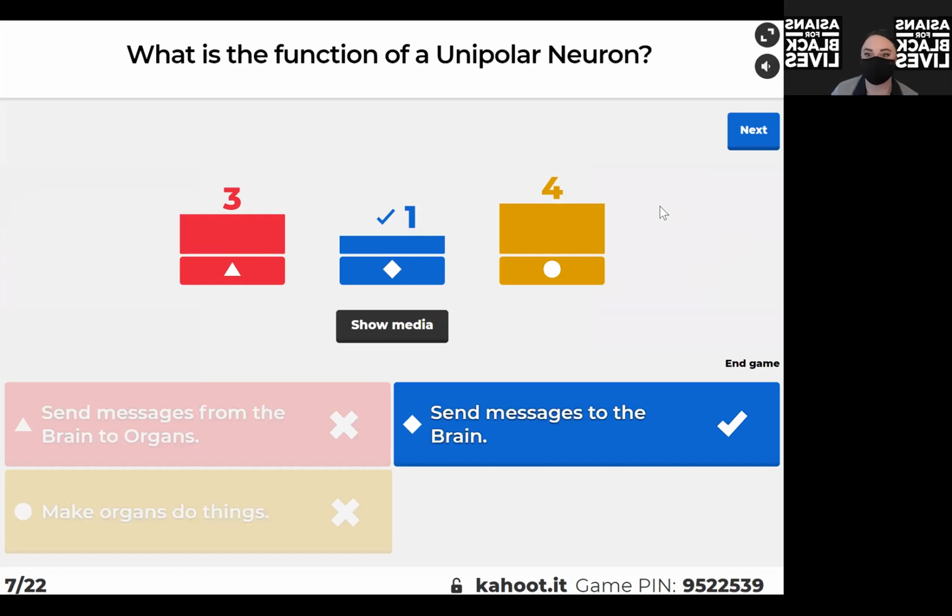Good. Send messages to the brain. So remember, unipolar neurons are going to pick up on stimuli, which is just a fancy science way of saying any type of changes or things that happen around nerve cells. And it picks up on that change and sends that change or message to the brain or central nervous system as fast as possible.